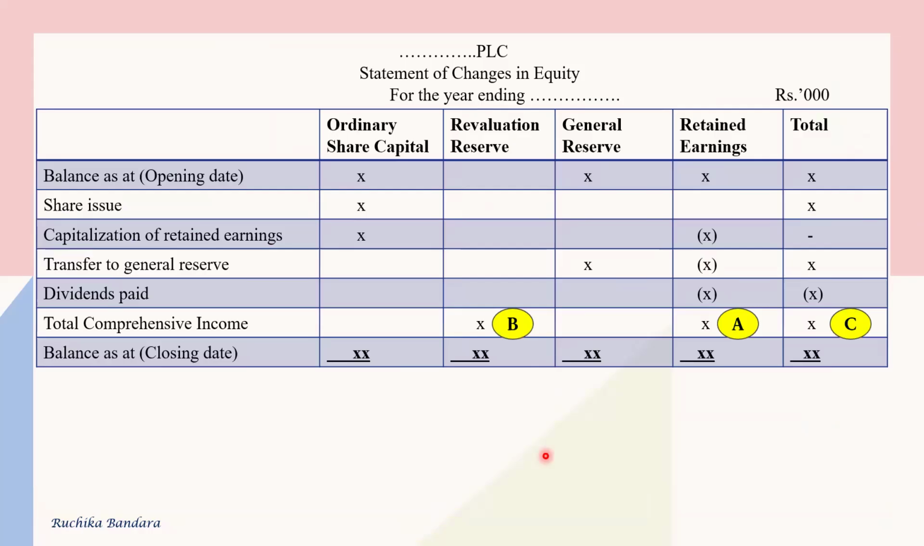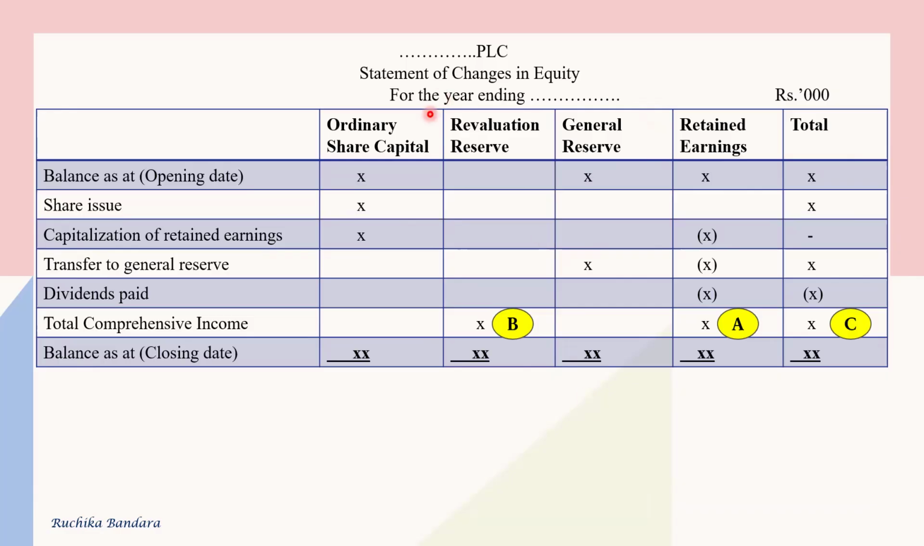Then we have to prepare the statement of changes in equity. So again, you have to write the name of the company, statement of changes in equity for the year ending. So here I have given the format. Sometimes there's no general reserve in the sum. So you have to check in your question. If there's no general reserve, you don't want to open this column. So based on the question, try to adjust your statement of changes in equity columns.